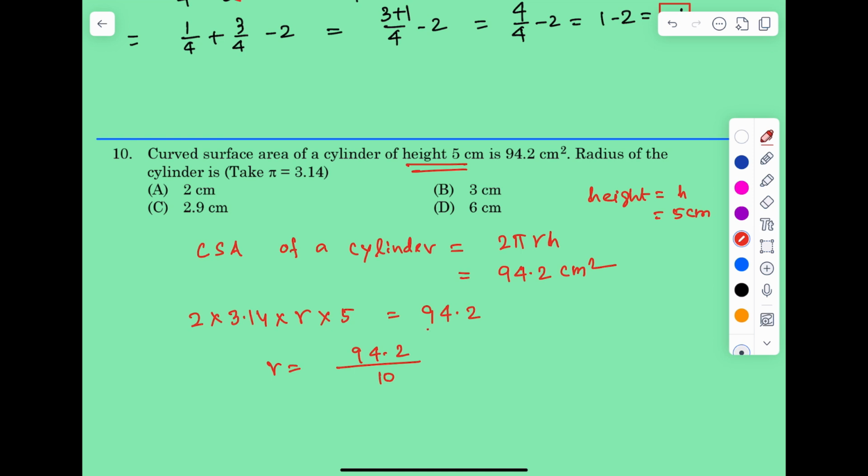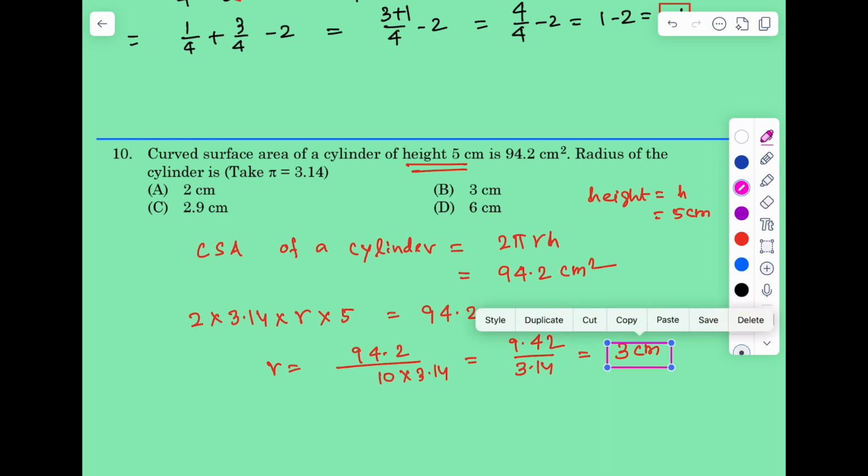2 into pi, 3.14, into r into 5 is equal to 94.2. Now you can write 10 into 3.14, so r is equal to 94.2 divided by 31.4, which is equal to 3 centimeter. This is the radius of the cylinder.